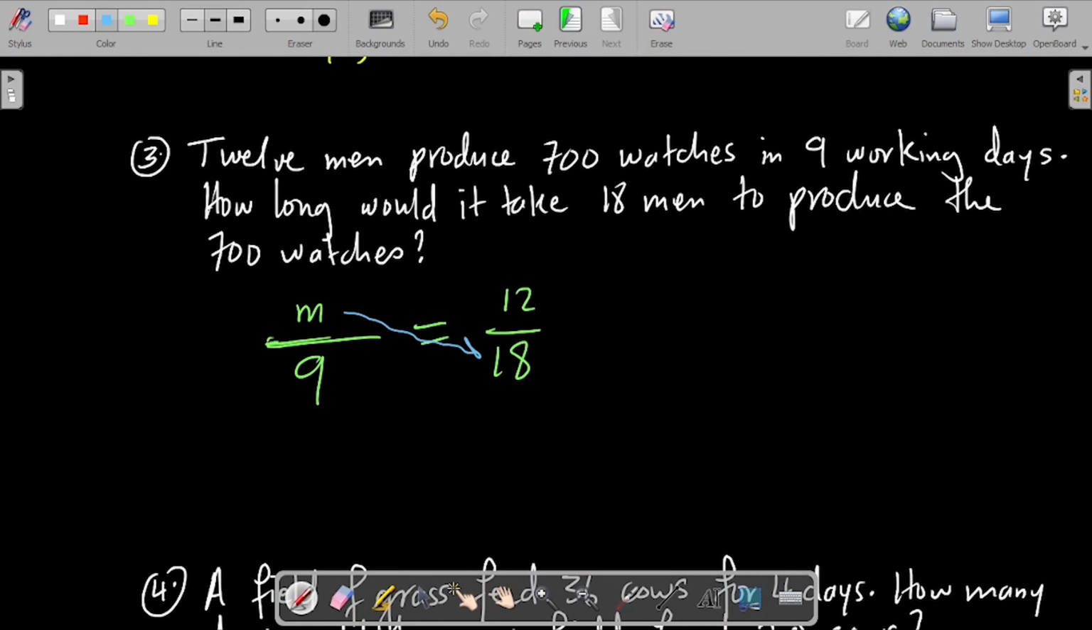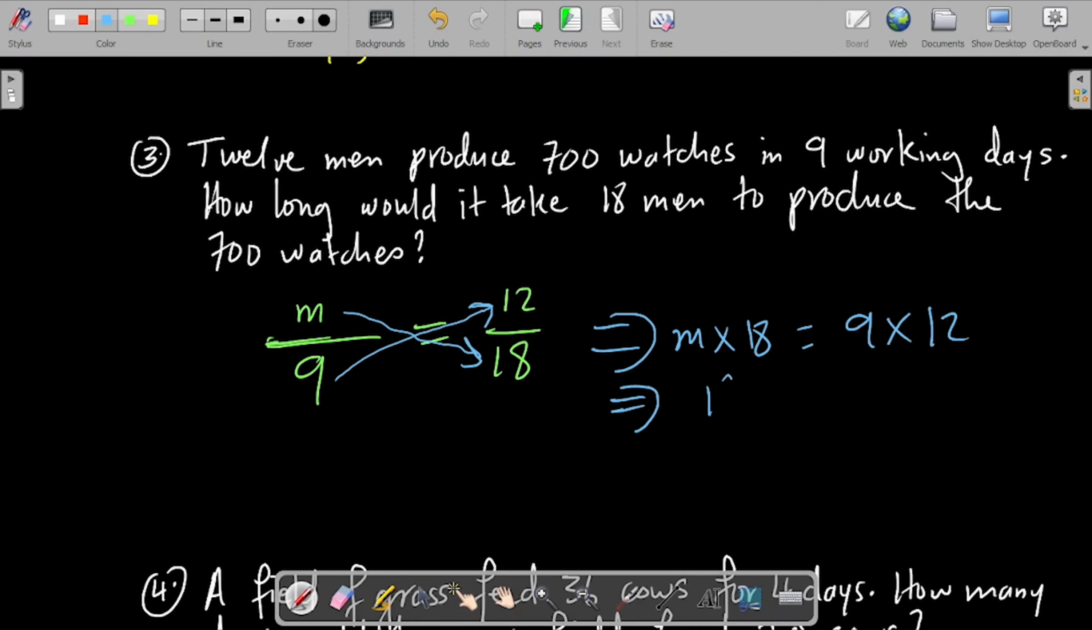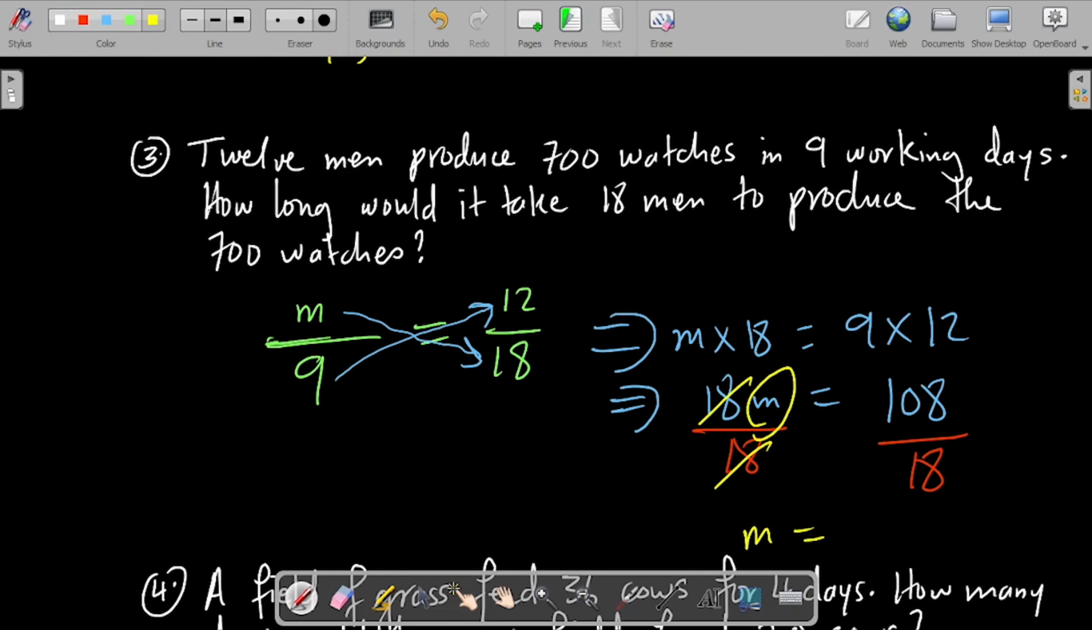m times 18 equals 9 times 12, and m times 18 is equal to 18m, and that's equal to 9 times 12. 9 12s are 108. So 18m equals 108. We can divide both sides by 18. The 18s will cancel each other off, and we'll be left with m equals 108 divided by 18. Well, 9 into 18 is 2.